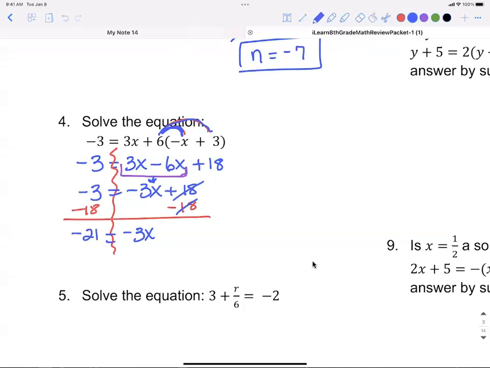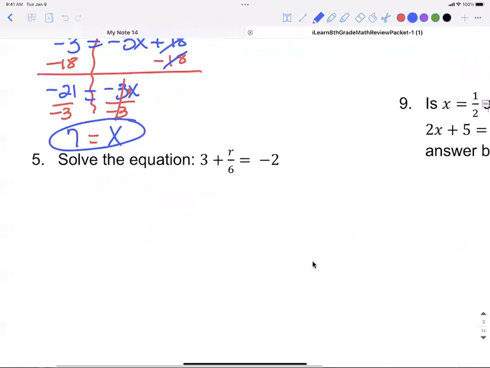Now I got to look at my x again. What's attached and how's it attached? Well, it's a 3 and it's attached by multiplication. I always do the opposite to break it loose. Opposite of multiplication is division. -3 and -3 equal a 1. So it's just 1x or just x. And -21 divided by -3 is +7.